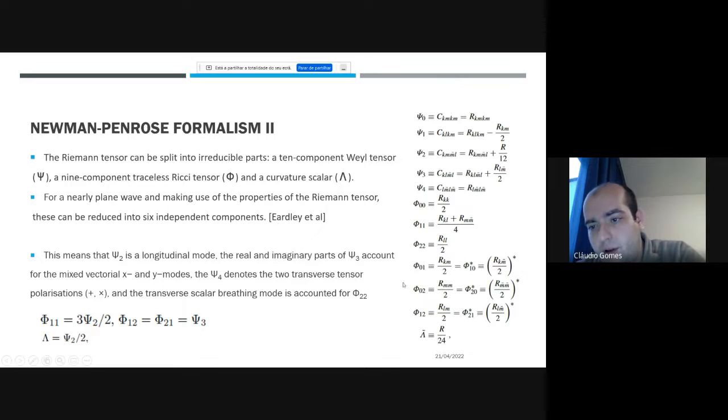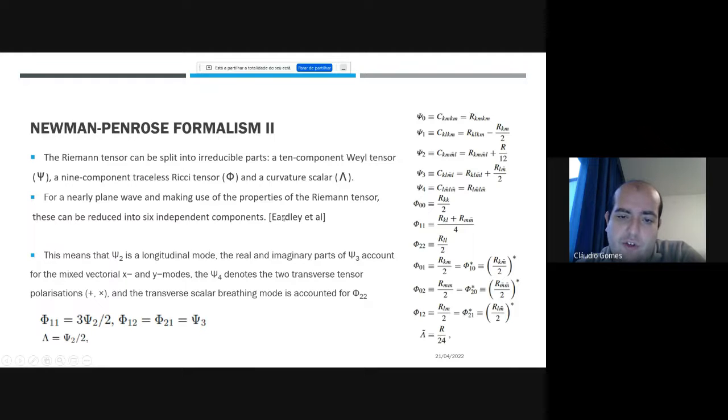Okay, on the right side of this slide, we can see the Newman-Penrose quantities and the Newman-Penrose Ricci components. Usually we call these psi's. The decomposition of the Weyl tensor has Newman-Penrose quantities, but we can also have the decomposition of the Ricci and the scalar curvature. So we will adopt the convention that all of these quantities are the Newman-Penrose quantities.